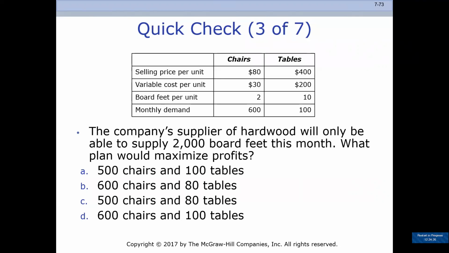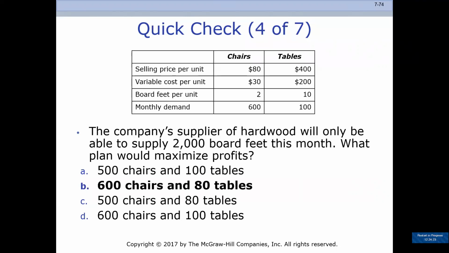So that's how we would do it. 600 chairs and 80 tables. We already determined chairs would be more profitable because it's 25 per board foot. 80 minus 30 is 50, divided by 2 is 25. So we make 25 per board foot here. 200 divided by 10 is 20 for tables. So we make as many chairs as we can, 600, and then we keep making as many tables as we can until we run out of lumber, board feet. And that would be 80 tables.